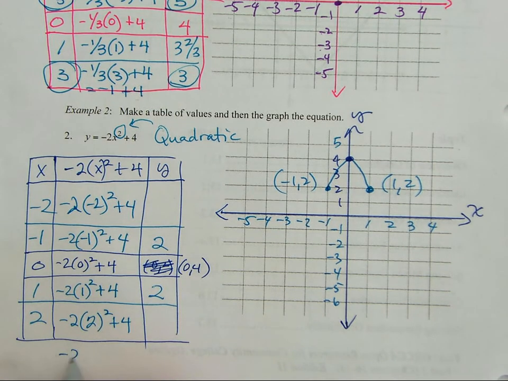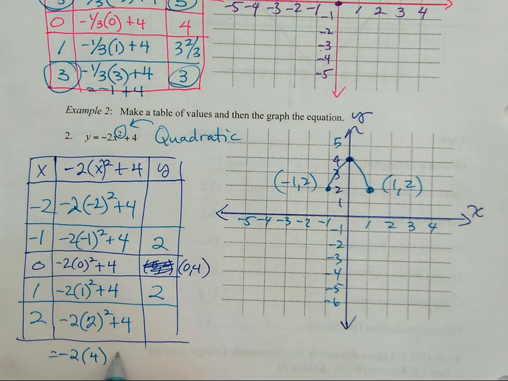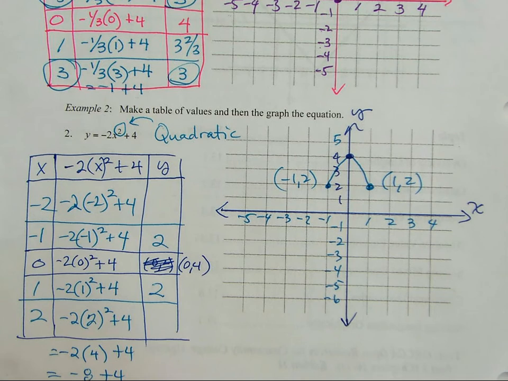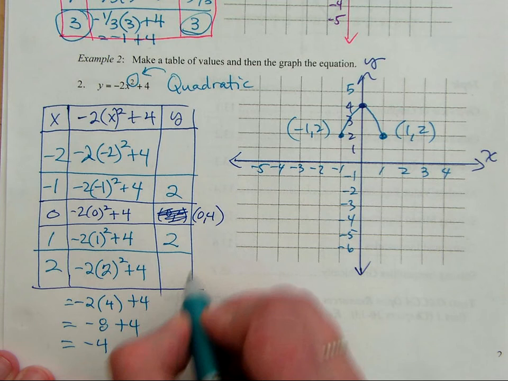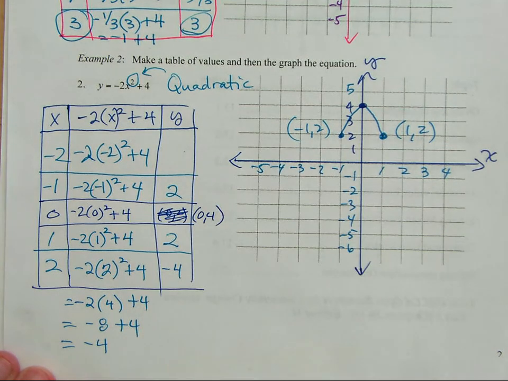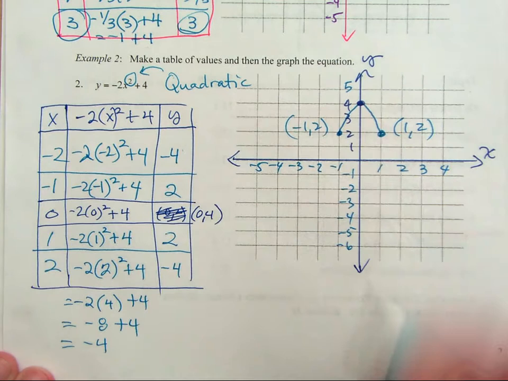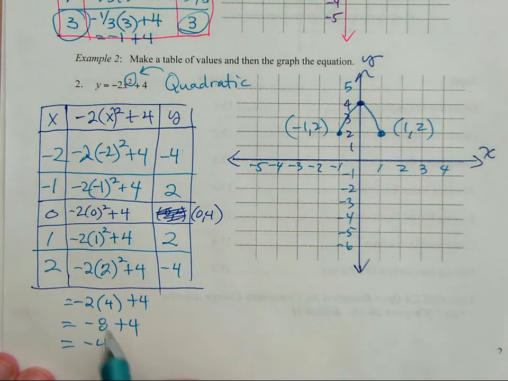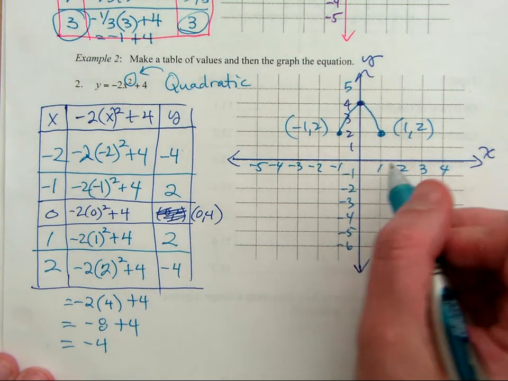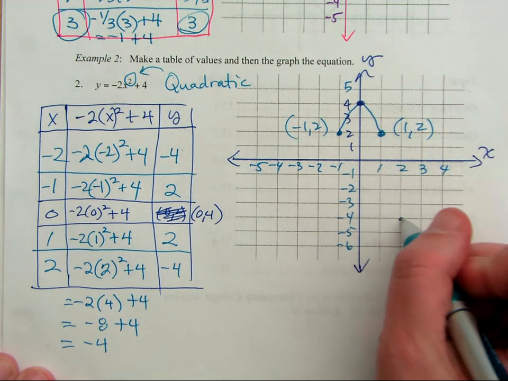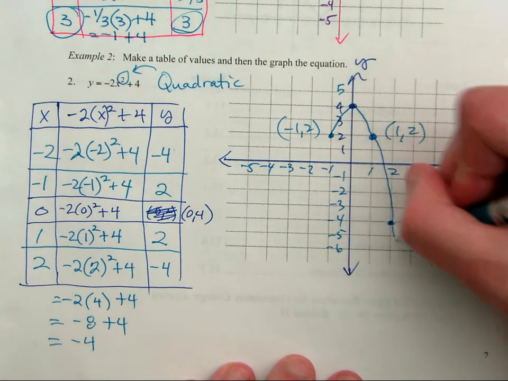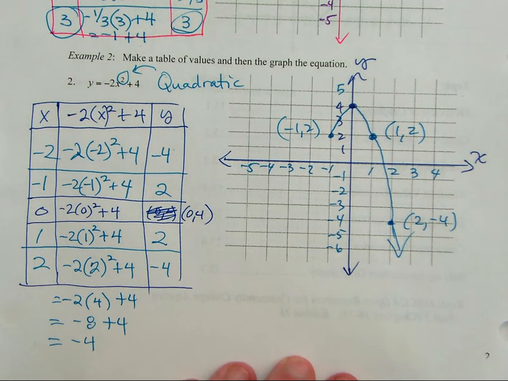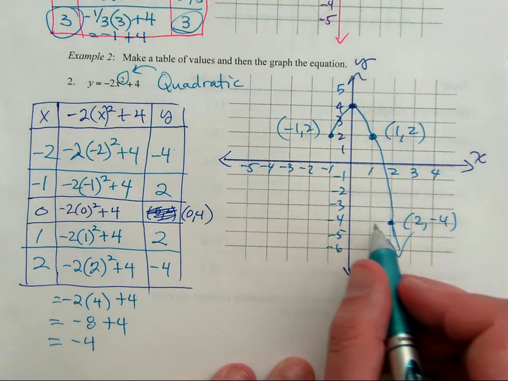So here I have -2 times 4 plus 4. -8 plus 4, and what's that? -4. So what's this answer going to be? Also -4. You can do the math if you want to confirm, okay? So I go over to 2, down to -4. Here's my point, 2, -4. All right? And I'm going to just draw that. This is going to keep going, so I'm putting an arrow on the end. Same thing over here. There's symmetry.